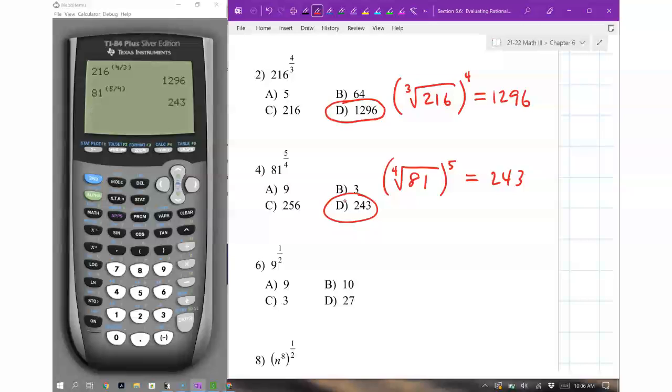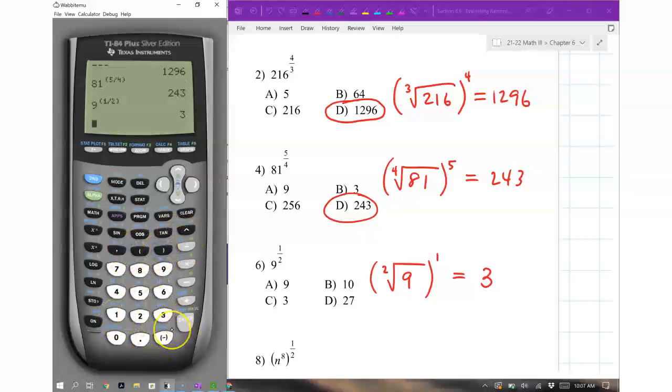All right, 9 to the half. Now you could probably do this one in your head. 9 radical, index is 2, power is 1. What's the answer to this without putting it into your calculator? 3, right? Because it's the square root of 9 to the first power, so it's 3. But if you didn't want to do it, just type in 9 to the 1/2 power. 3. There you go.